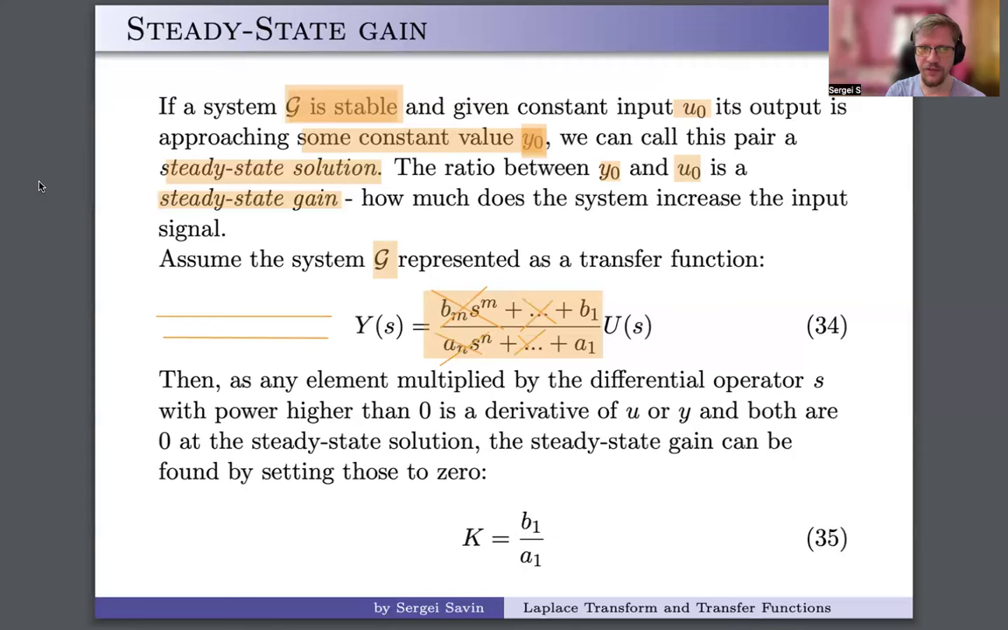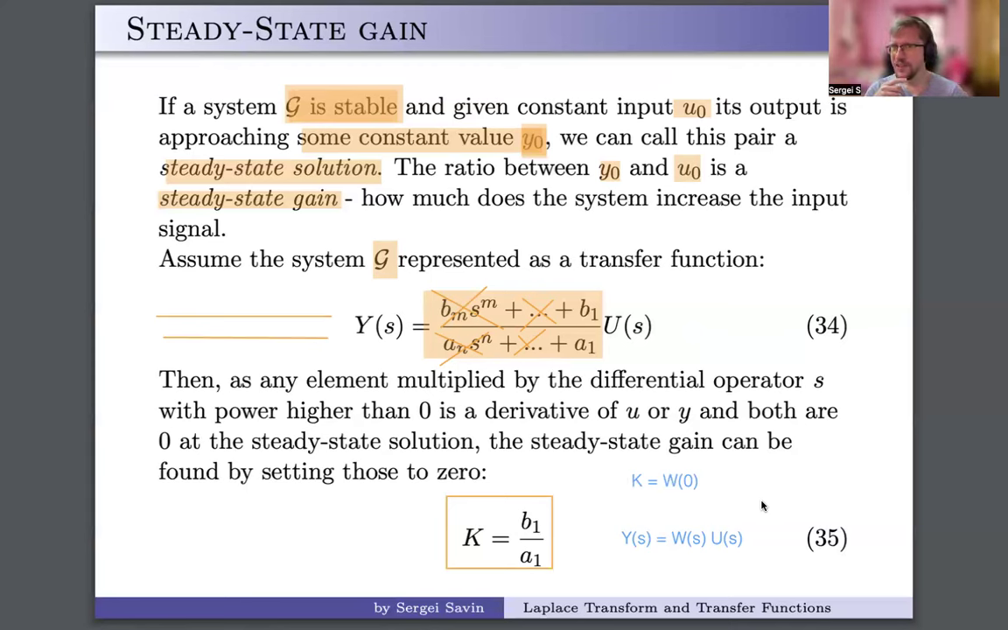So in fact, from this you can see that the steady state gain is going to be equal to b_1 divided by a_1. Or, which is kind of interesting, if you write the transfer function as Y(s) equals W(s) times U(s), then you can say the steady state gain k is equal to W(0). So evaluating the transfer function at s equal to zero gives you the steady state gain.